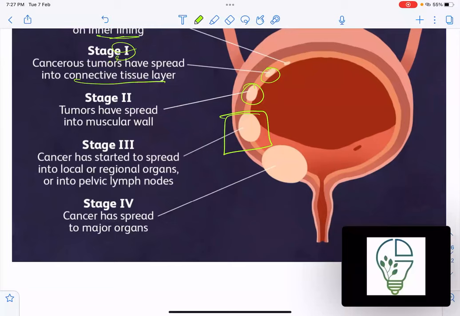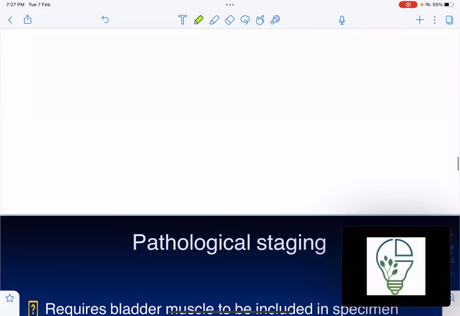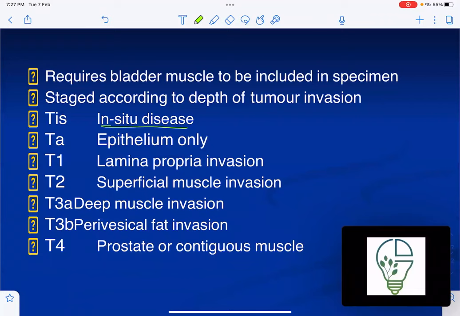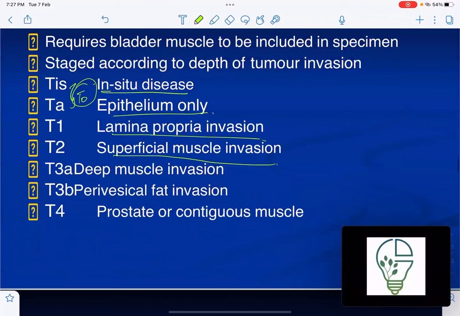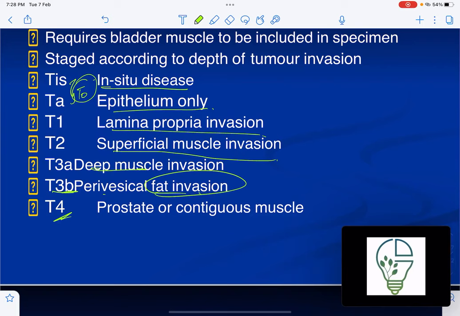Stage four is when it has gone way above and beyond to the major organs itself, right? So this is something that you can see in situ. TIS is basically in situ. TA and TIS both come under T0, right? Epithelium only. T1 is lamina propria. T2 is superficial muscle, T3 is deep muscle, T3B is the fat invasion, T4 is prostate or pelvic organs otherwise, plus far away organs. All right, so this is how the staging itself looks.